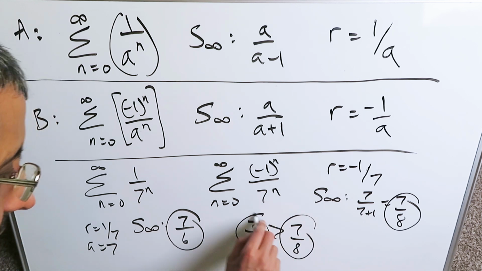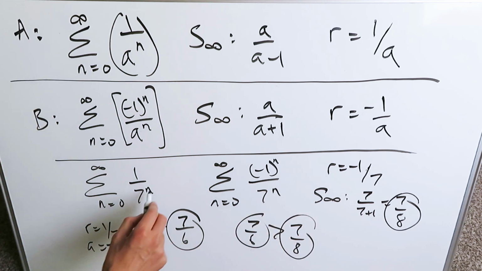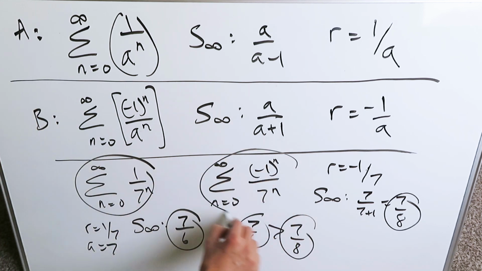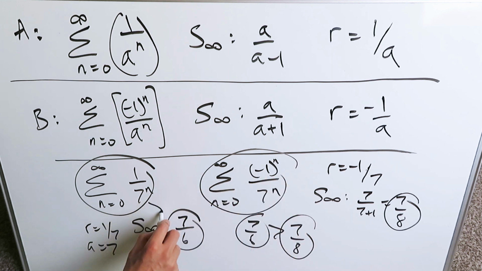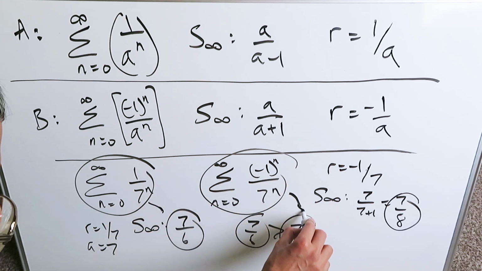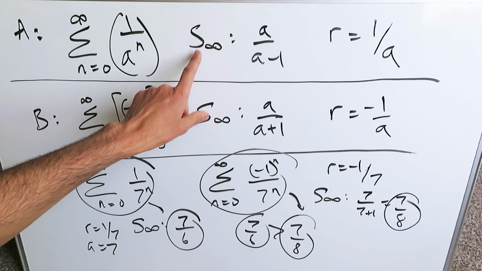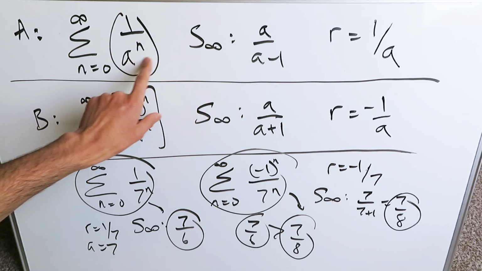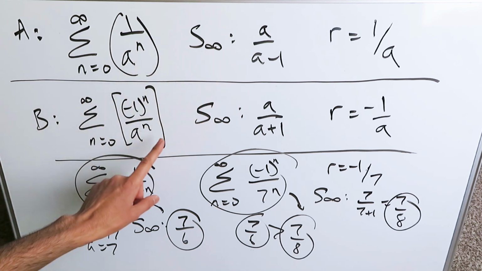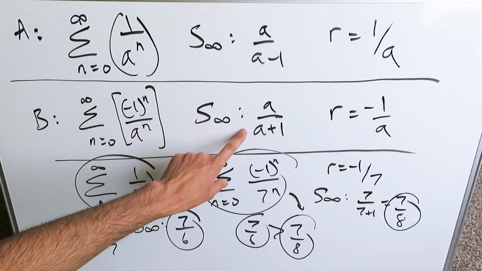You can run this on your calculator. But these are two examples. Here's your one example, here's your other example. The sum for this is 7 over 6. The sum for this right here is 7 over 8. But keep in mind what I've shown you here. You look at something like this, here's your sum for that series. You look at something like this, here's your formula for that sum.